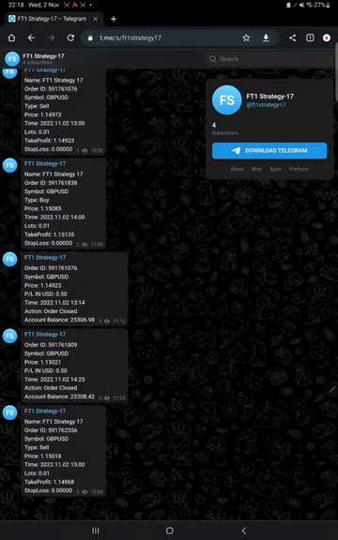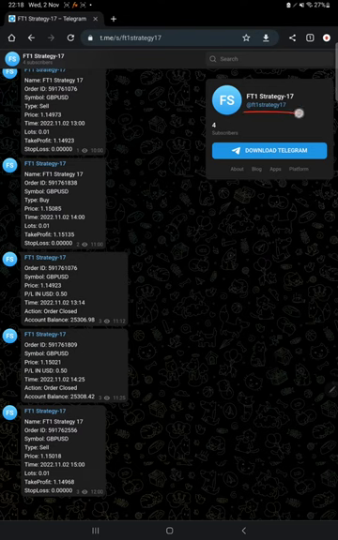MT4 to Telegram is the best way to check all the trades by following FT1 strategy 17 channel. You can verify it with the order ID, at how much price we have entered, how much lot size we have taken.